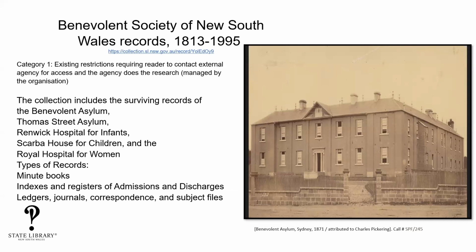The collection features minute books, indexes, registers of admissions and discharges, ledgers, journals, correspondence, and subject files. Surviving records encompass the Benevolent Asylum, the Thomas Street Asylum, Renwick Hospital for Infants, Scarborough House for Children, and the Royal Hospital for Women. So permission from the Society is required, with granted access valid for 10 years. And fees do apply, and you do need to contact the Society.